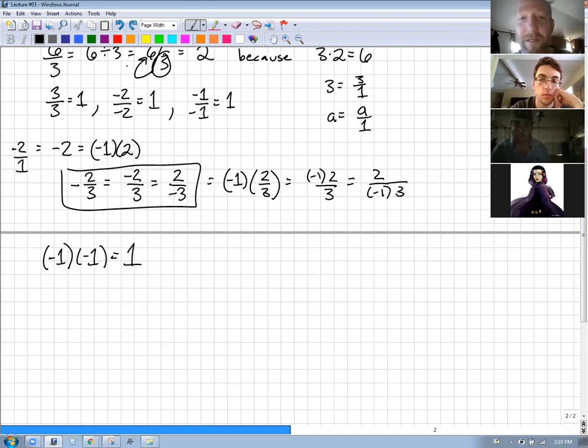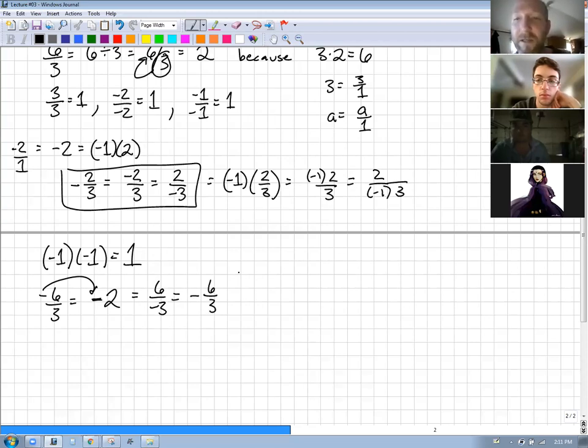So if we have, let's say, a -6/3. Well, we have a minus sign, so we have to keep that minus, and then 6/3 is 2. So that's the same thing whether I said it's 6/-3 or -6/3. It doesn't matter. We have a minus, and then 6/3 is equal to 2.